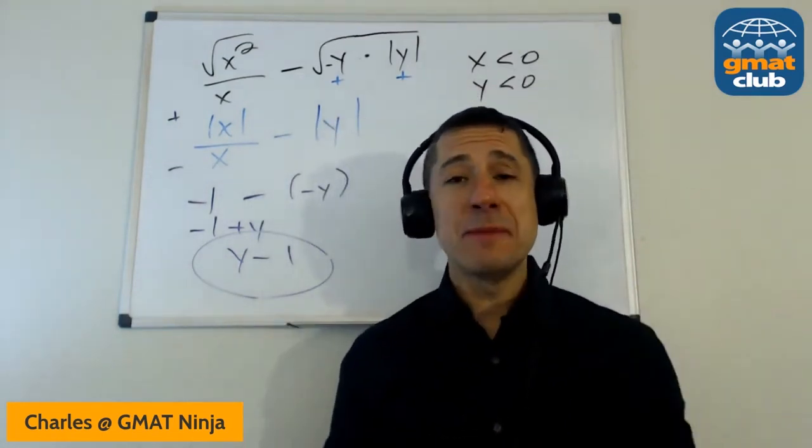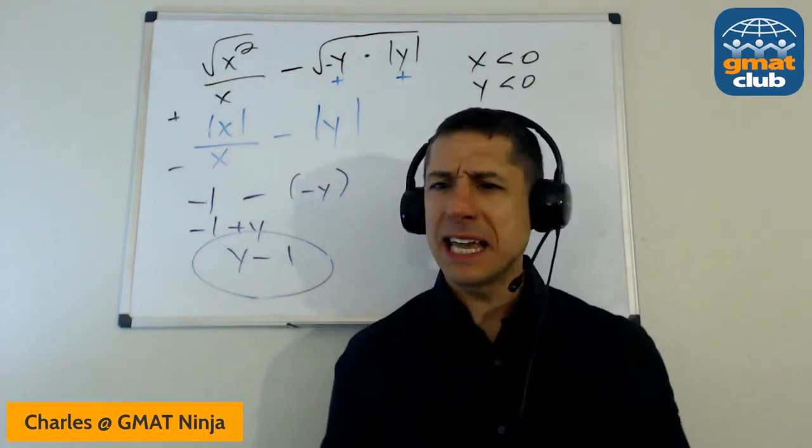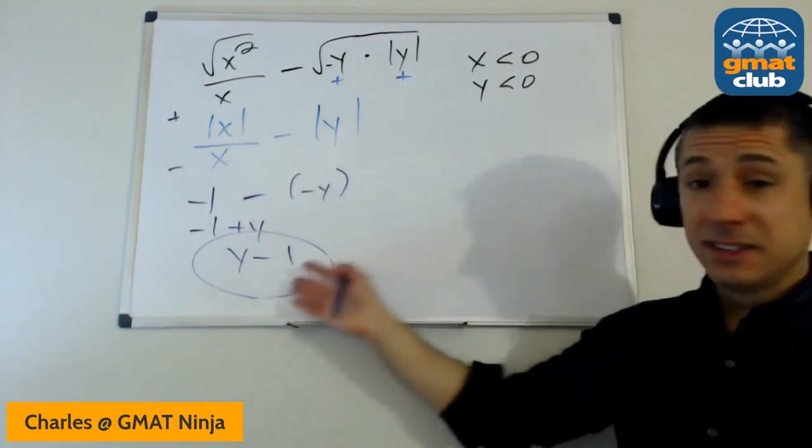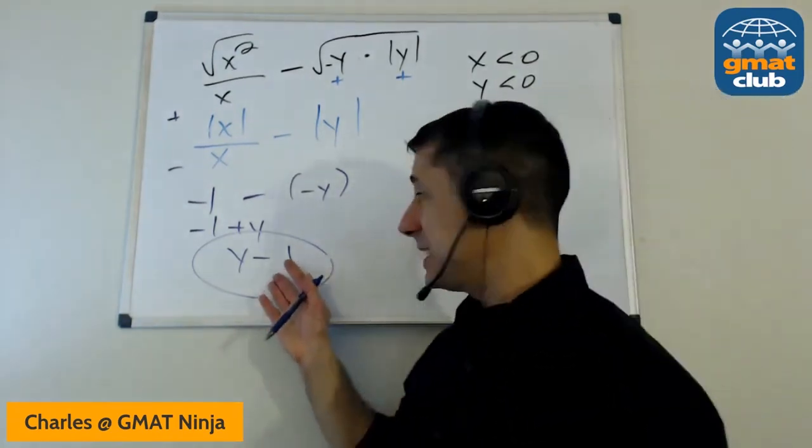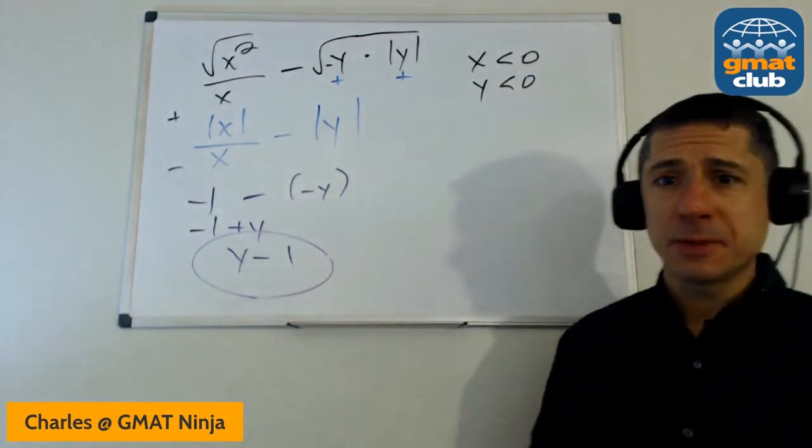Okay. The answer on this one, by the way, is answer choice D. You get your y minus 1 on this particular question.